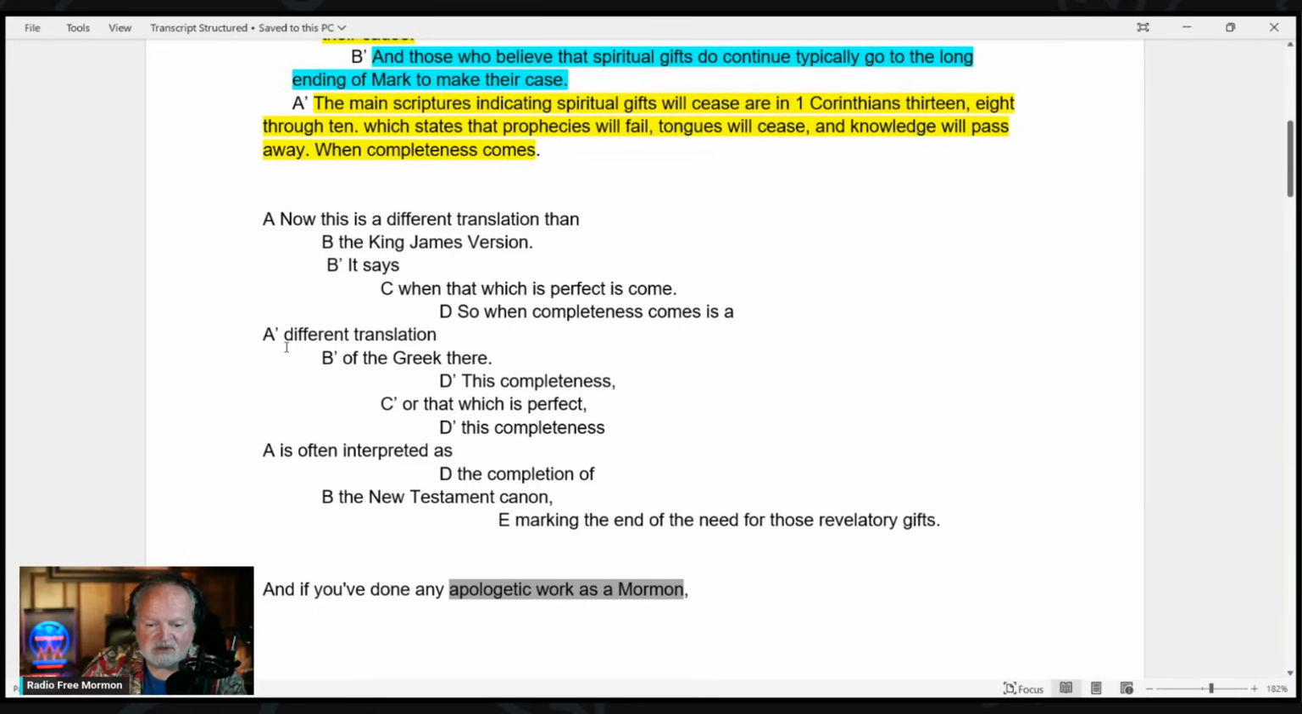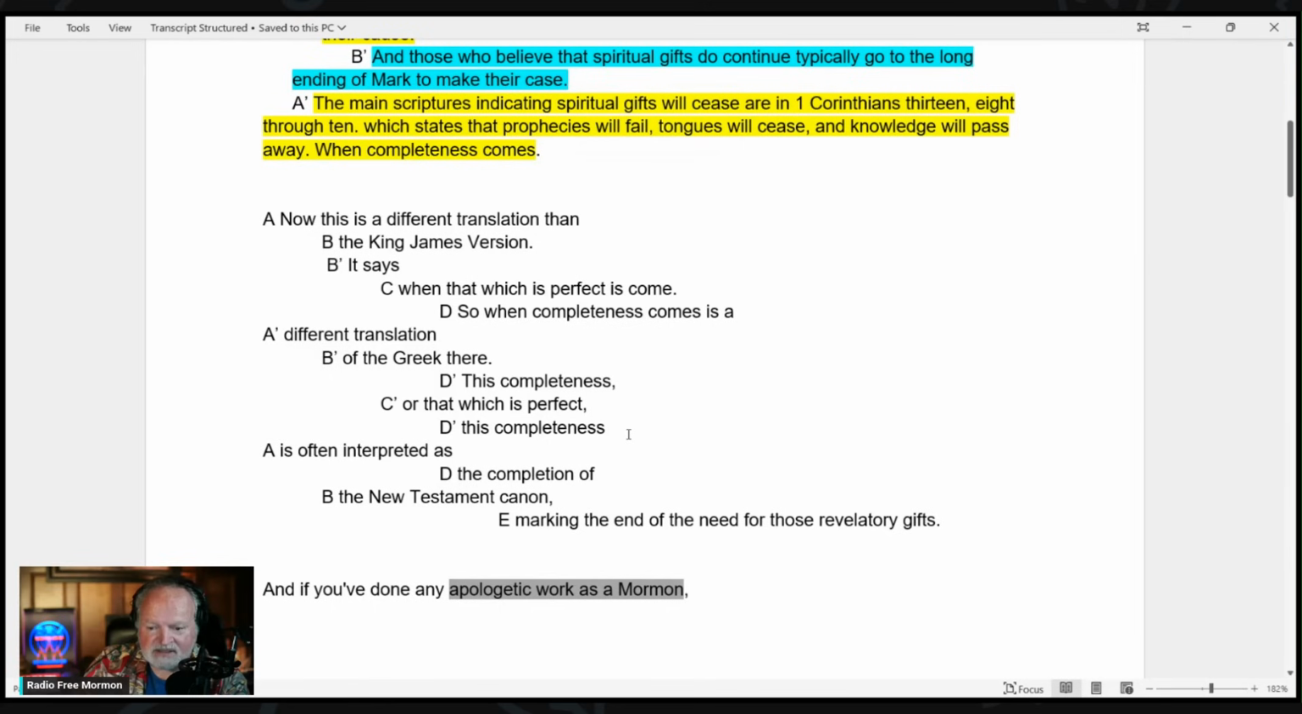So translation goes back to sub A, sub B of the Greek there, different translation of the Greek there, going back to the King James Version, and the fact they were translating the New Testament from Greek. This completeness, that sub D, you see it matches with the completeness up there in the original D. This completeness, sub C, or that which is perfect, see that goes back to the perfect in C.